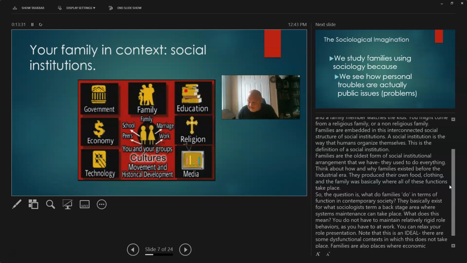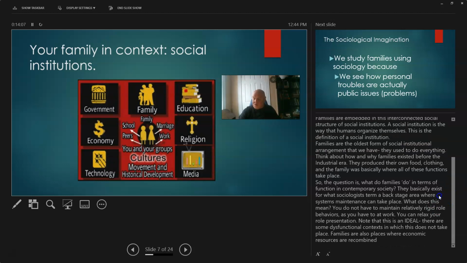A social institution is a way that humans organize themselves. This is the definition of a social institution. Families are the oldest form of social institutional arrangement that we have. They used to do everything. Think about how and why families existed before the industrial era. In the United States, that begins about 1870 after the Civil War, right? They produced their own food, clothing, and the family was basically where all of these functions took place. So the question is, what do families do in terms of function in contemporary society?